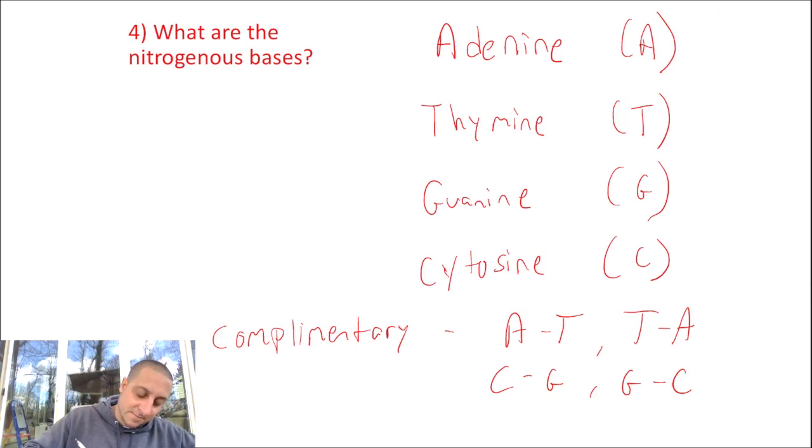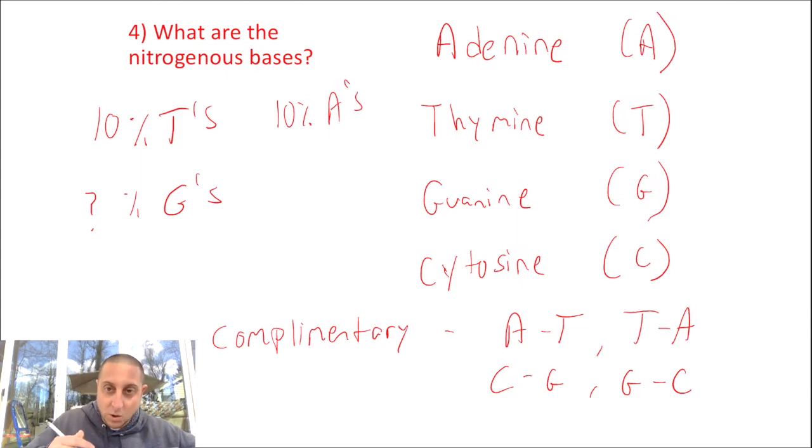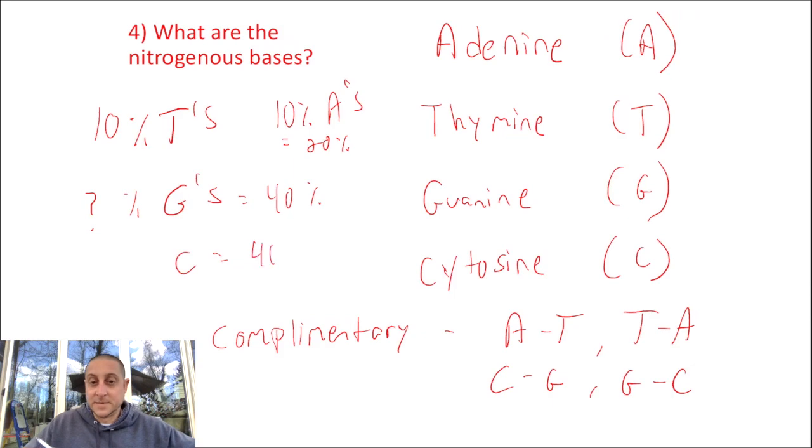So I like to ask this question. If you had, let's say, 10% T's, what percent is going to be G's? So this is a mathematical question. If 10% is T's, then 10% has to be A's. Why? Because they go together, always. And that's 20% total. So now we have 80% left. So 40% would be G's, and then C's would be 40%, and that gives you 100%. 40, 80, 100. Okay?